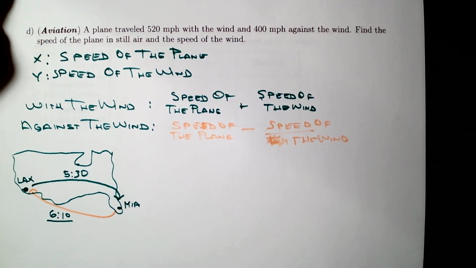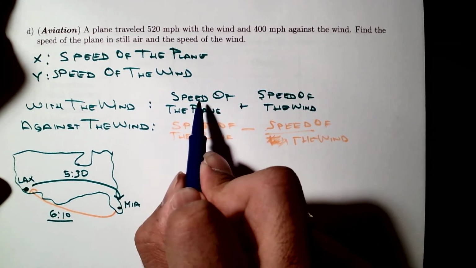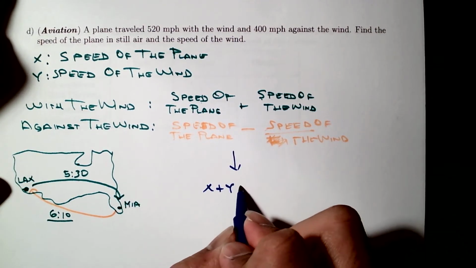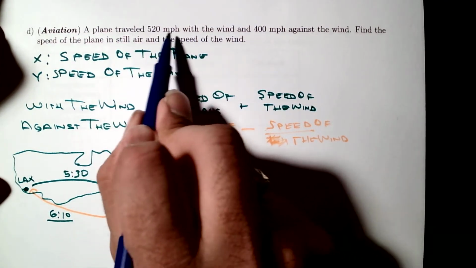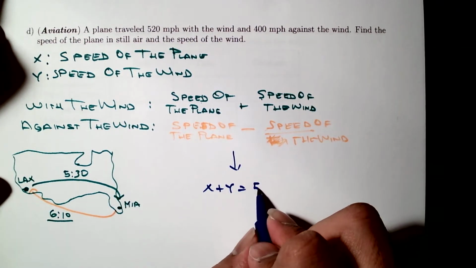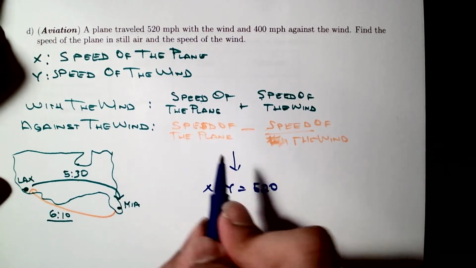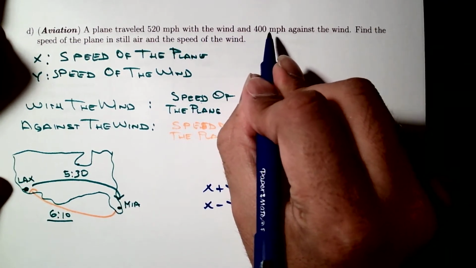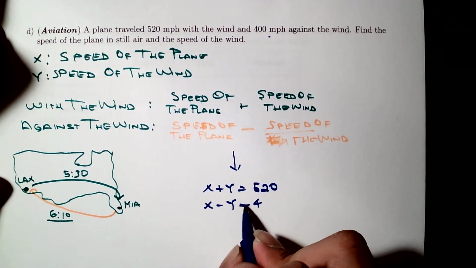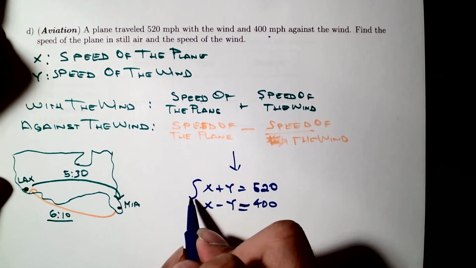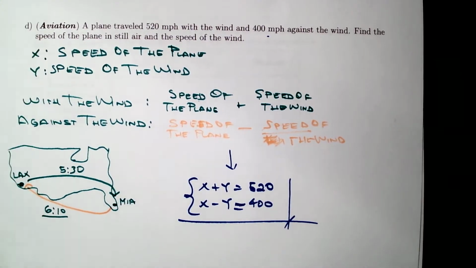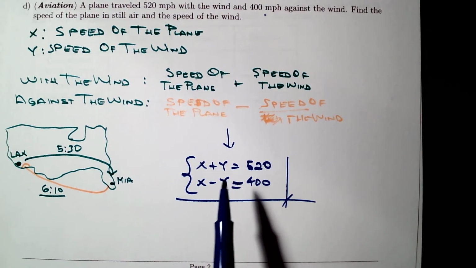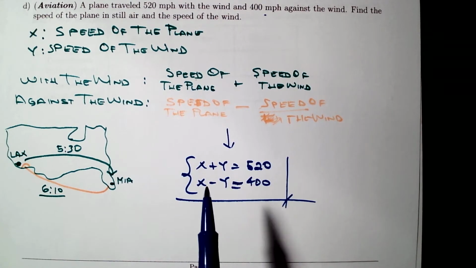Alright, so writing this into a system of equations, this is simply x plus y equals whatever that speed traveled with the wind, which is 520. And against the wind, simply x minus y and whatever that speed is, which in this case is 400. And that's the system of equations we will need to solve. If you look at how it is arranged, elimination would be a good choice to solve this system of equations.